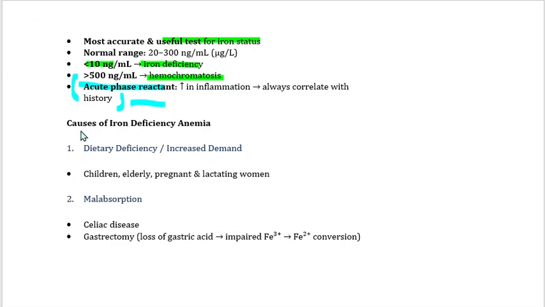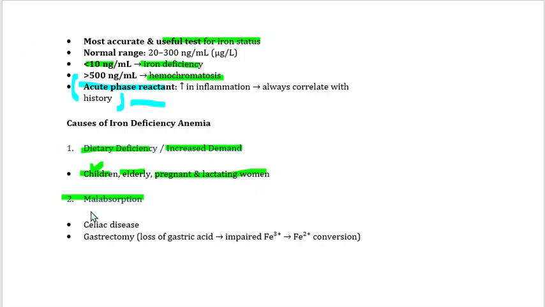Now, what are the causes of iron deficiency anemia? First of all, dietary deficiency or increased demand. For example, in children there is increased demand. In elderly patients, there is dietary deficiency. In pregnant and lactating women, there is increased demand of iron.